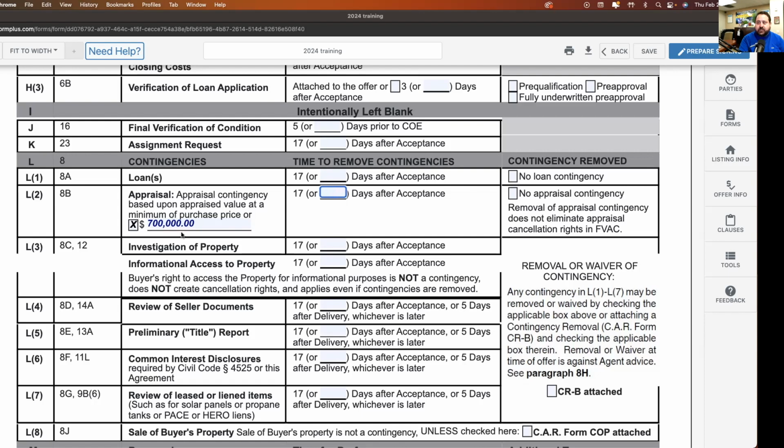Anybody have questions? So that's a good thing to input on the contract when you're not FHA, right? Because when you're FHA, you're covered through the FHA mandatory clause, right? We're going to get into the mandatory clause right now, which has an effect on the appraisal contingency. I'm going to talk about that next.